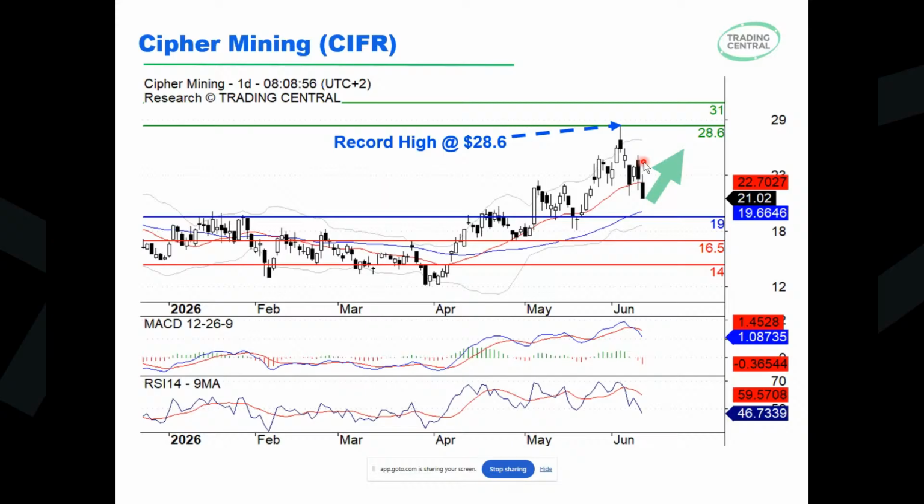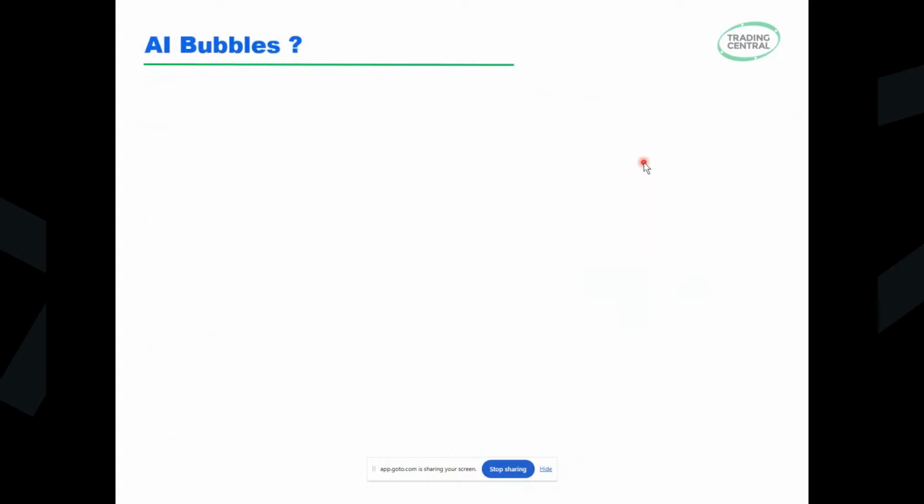In Bitcoin mining, this stock I can say is very volatile, but I'm bullish on this one. Looking forward, it should be on the upside. All right, so now I have finished talking about AI stocks, chip stocks, or some software stocks.